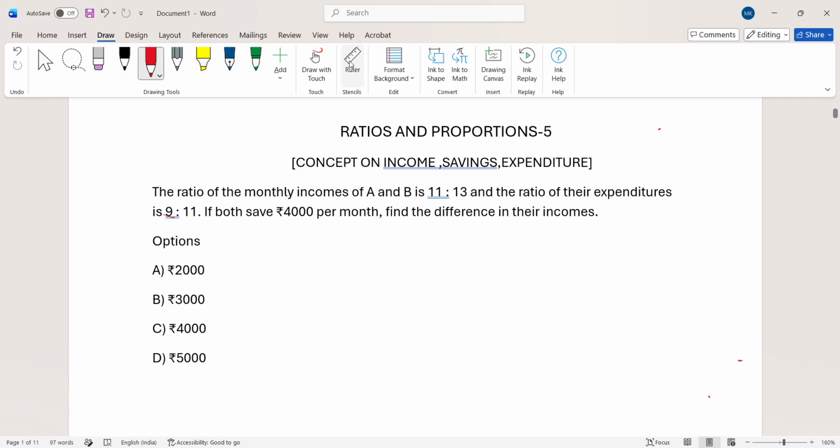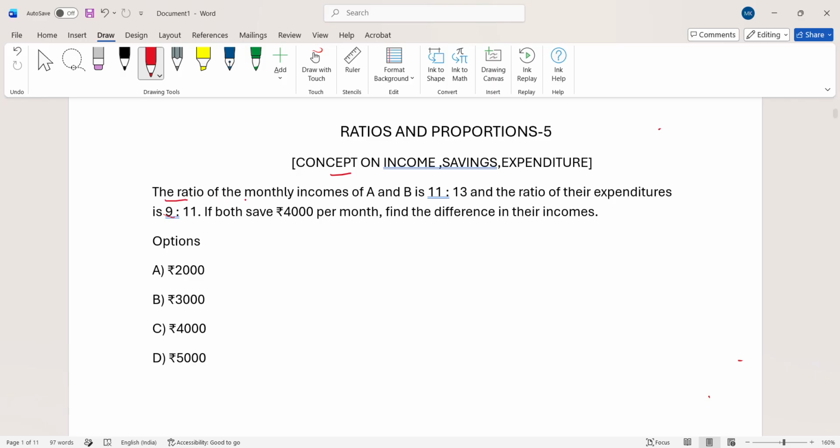So yesterday we discussed ratios and proportion concept for problems on coins. Now we will discuss the concept of income, savings and expenditure. Very important concept for competitive examinations. First we will read the question, and I will explain the concept while explaining the question.